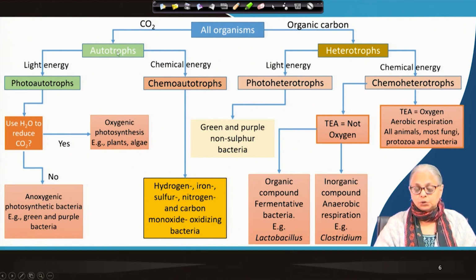Let's focus on the autotrophs. The autotrophs have two choices in terms of energy source. They can use light or they can use chemical energy. If they are using light, they are called photoautotrophs. If they are using chemical compounds, that is chemoautotrophs. For the photoautotrophs, we ask a question here: can water be used to reduce CO2 to organic compounds? Because remember, the final end product is biomass.